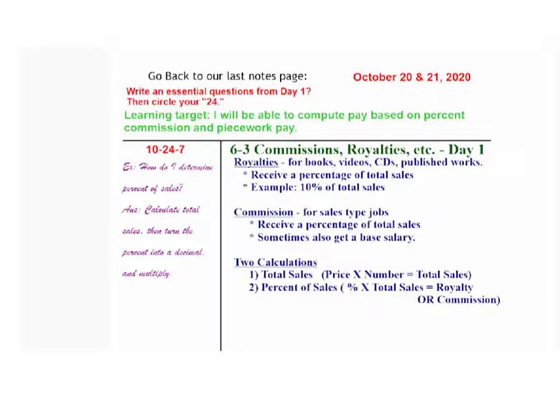Let's go back to our last notes page and write a question in the left-hand column. The example I've written down is, how do I determine the percent of sales? And the answer is I calculate the total sales and then turn the percent into a decimal and multiply it, just like we did on the warm-up. Once you get your question down, and you're welcome to use this example or invent your own, circle your 24. And I'm assuming that your 10 is already circled.